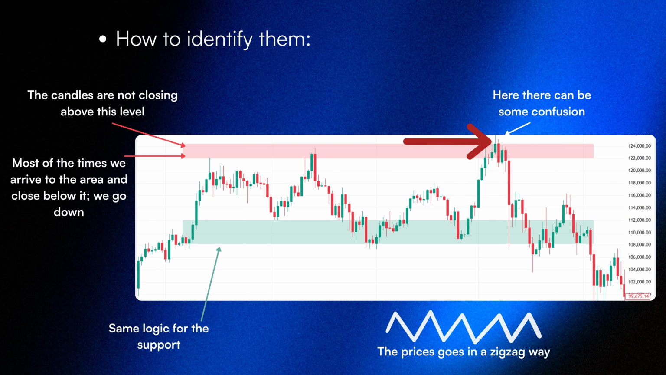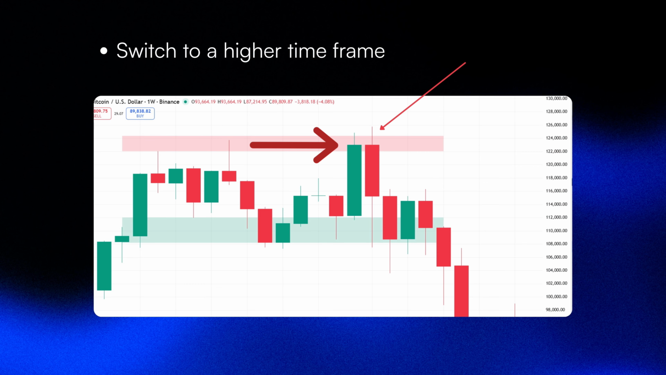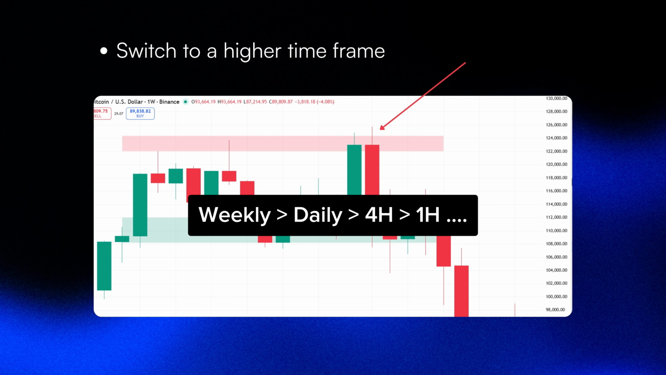Sometimes you'll also see the price move slightly above the resistance or slightly below the support. These are usually called outliers. That's why it's very important to zoom out and look at the higher time frames. The higher time frames carry more weight. For example, the weekly levels are more important than the daily levels, and the daily levels are more important than the lower time frames, such as the 4-hour.